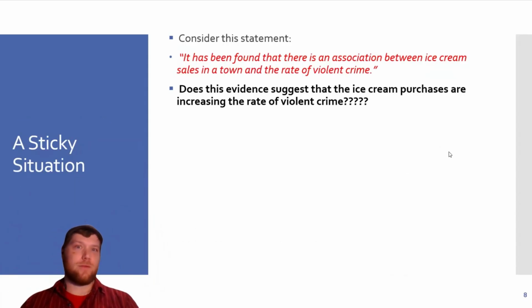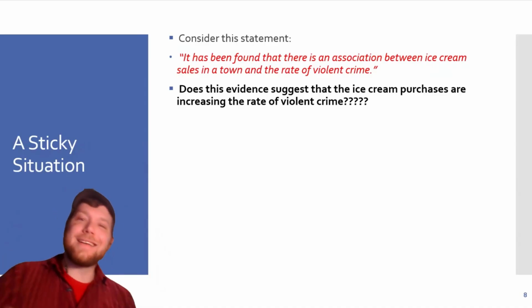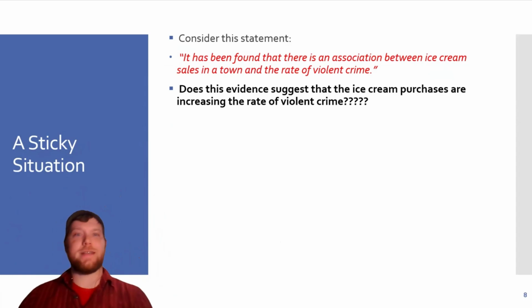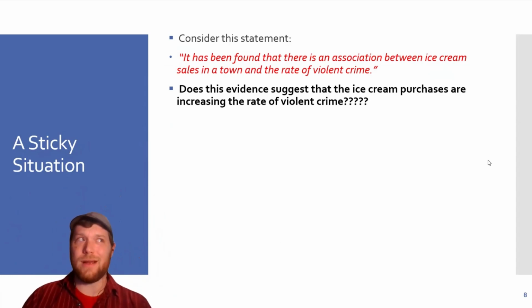So, for example, it's been found that there's an association between ice cream sales in a town and the rate of violent crime. Dun, dun, dun. Does this evidence suggest that ice cream purchases are increasing the rate of violent crime? Hmm. So you're saying, if I go to a Ben and Jerry's, big late night craving, I'm gonna go set fire to a bank? I don't think so.